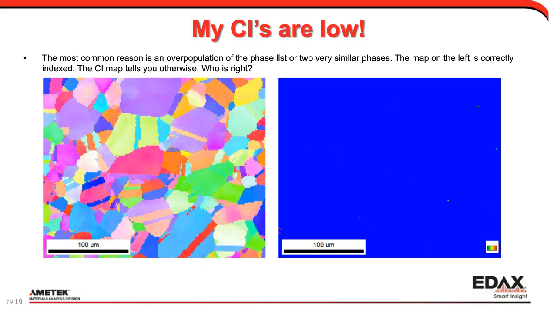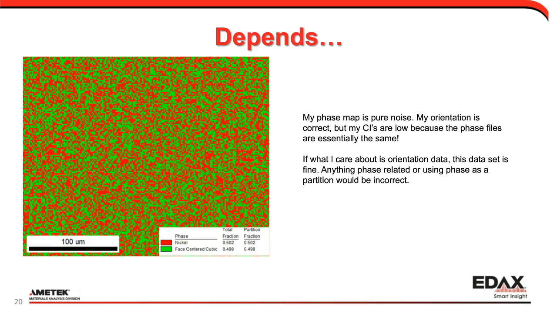So what I just told you here is, hey, if the CI is relatively low, I need to think about, is this data good for what I need it to be? The easiest way to look at that is to ask, okay, why is this CI low? I already kind of told you why. It's because I overpopulated this phase list. If I actually look at this phase list, you can see nickel and FCC, and it's basically 50-50. It's pure noise. The indexing routine really can't figure out what phase it is directly. So instead of giving an actual phase and saying, oh, hey, this is 100% nickel, it's basically flipping a coin and saying, oh, this pixel is nickel, this is FCC.